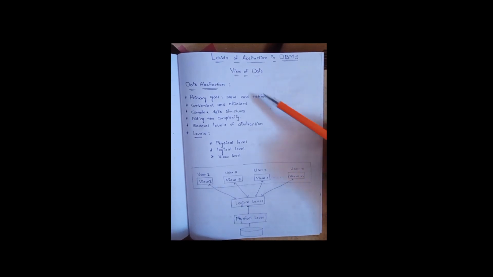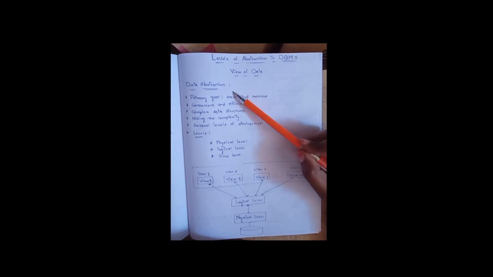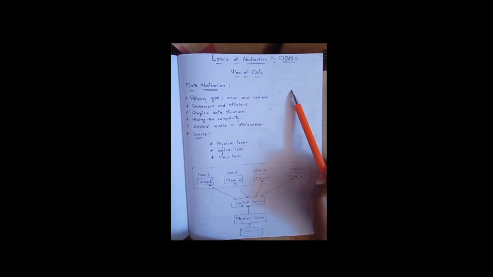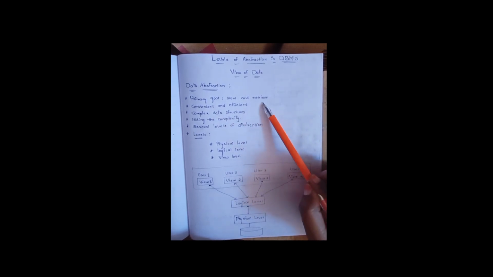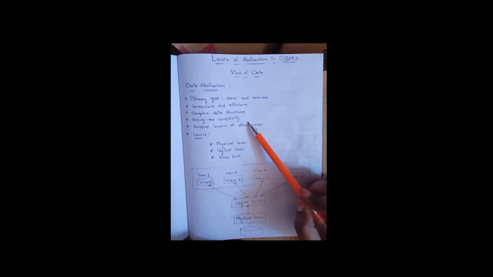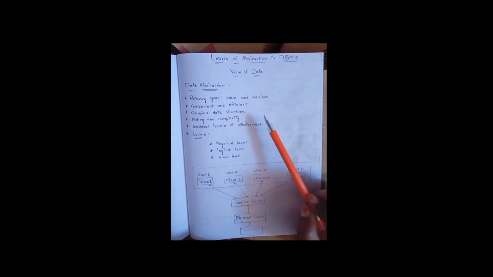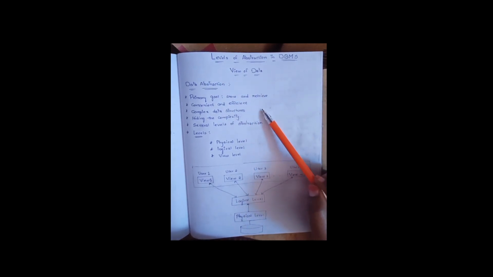Before we step into the various views of data, we need to understand data abstraction. We know the primary goal of any data is to store and retrieve the data conveniently and efficiently, and obviously we need storage for this. This storage may involve simple or even complex data structures. We have already seen this in the first video, the DBMS intro. If you want, you can go and search there.